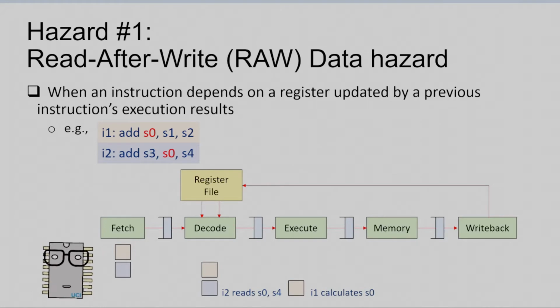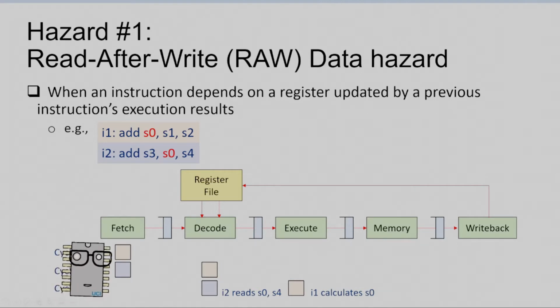But unfortunately, at this point in time, instruction 2 is now at the decode stage. Instruction 2 doesn't know whether the previous instruction is still calculating S0, or rather, there's no data path that lets instruction 2 know about any of this. So instruction 2 at this point is just happily asking the register file to give it the values that it has for S0 and S4, which are the input operands for its own add operation.